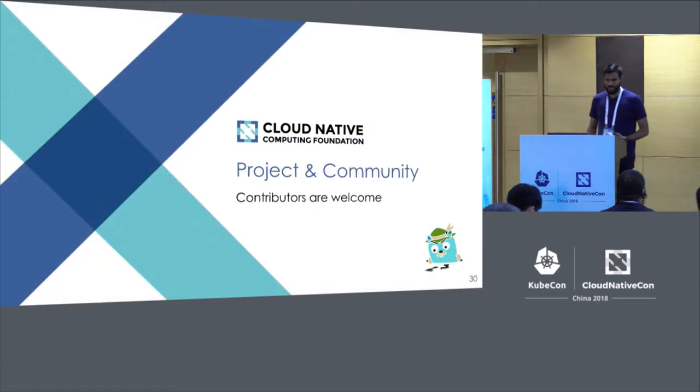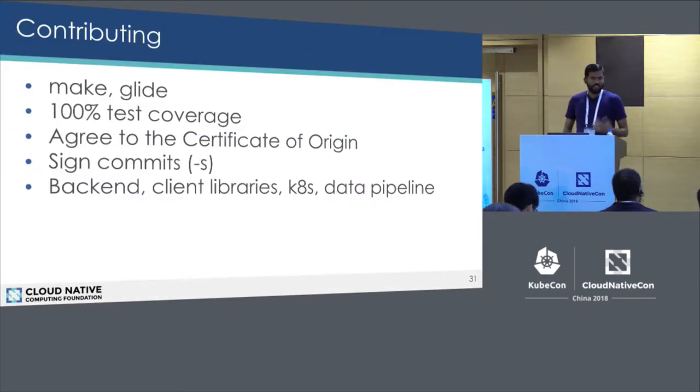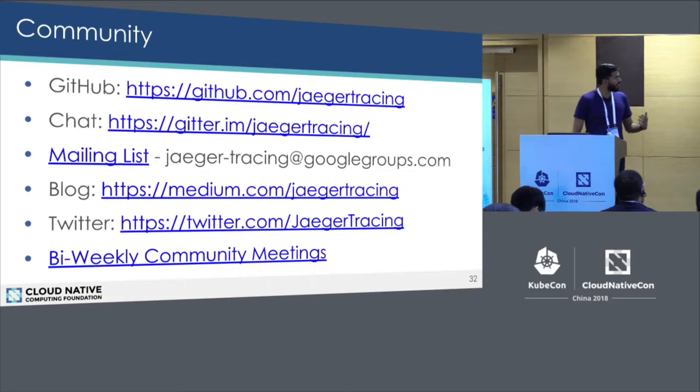Finally, we go into this section about project and community. It's mainly a bunch of links. It's fairly simple. Most of our code is in Go. All of the clients are in the specific client languages. The data pipeline is in Java. We look for 100% test coverage and signed commits. All of this is on our GitHub page, so feel free. And these are useful links.